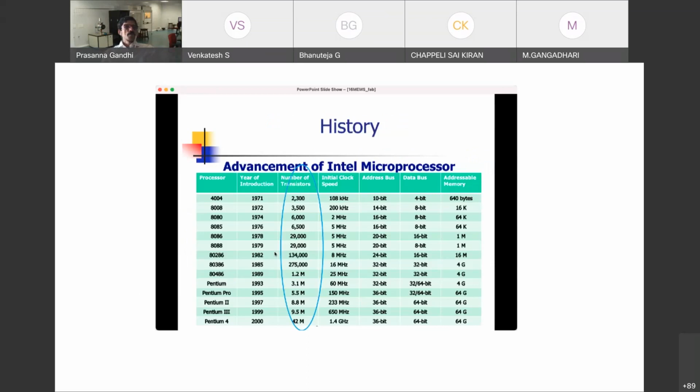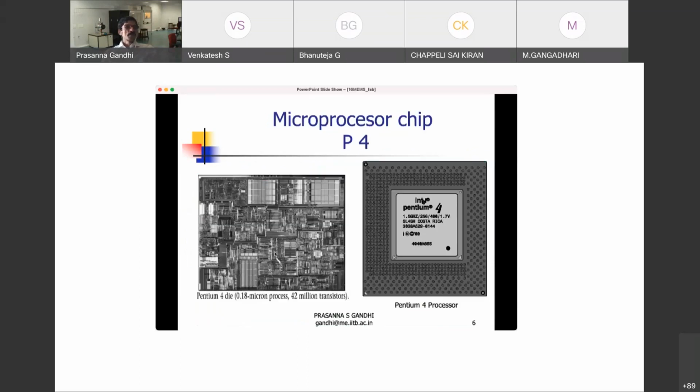Okay, so now we know this Pentium chip. If you look under a microscope, it's going to look something like this. Okay, a lot of these are transistor devices. So this is a Pentium 4 die. Okay, this is 180 nanometer kind of spacing and 42 million transistors on board. Okay. Now, how do they fabricate all these things?